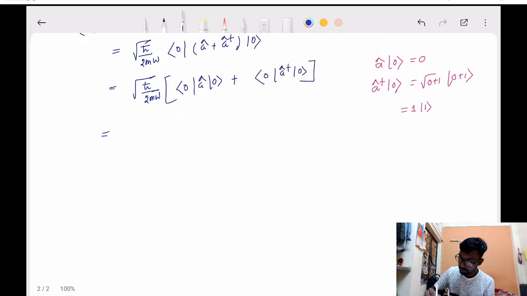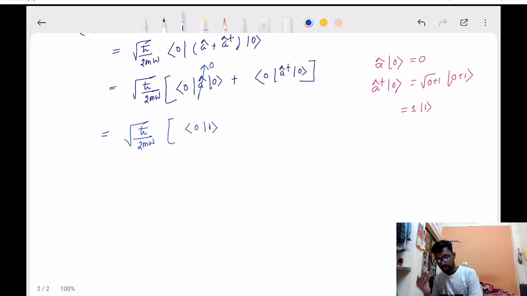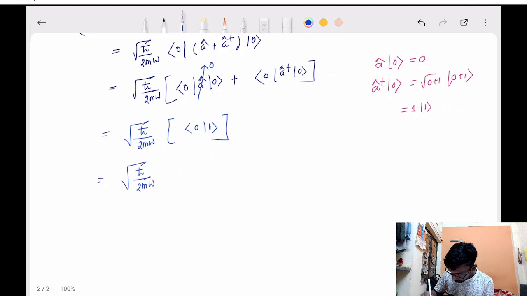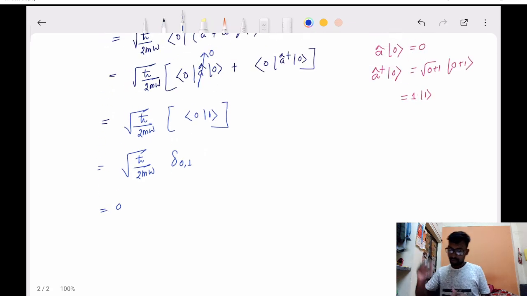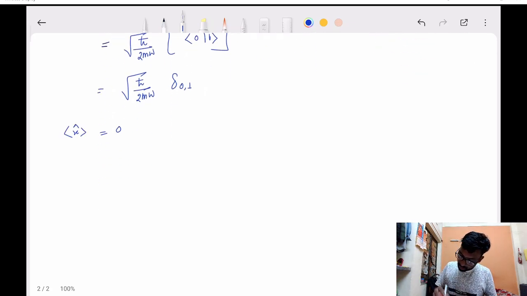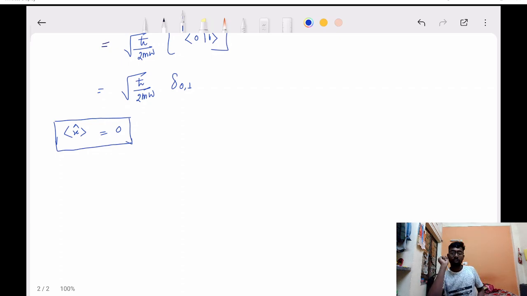So finally we get a result. This is equal to h cut upon 2m omega, this part gives you 0, plus bra 0 ket 1. So these two are different states, right? This is equal to h cut upon 2m omega times delta 0,1. But these two states are different, so obviously it gives you 0. So for the ground state, the expectation value of the position operator is 0 for the harmonic oscillator.